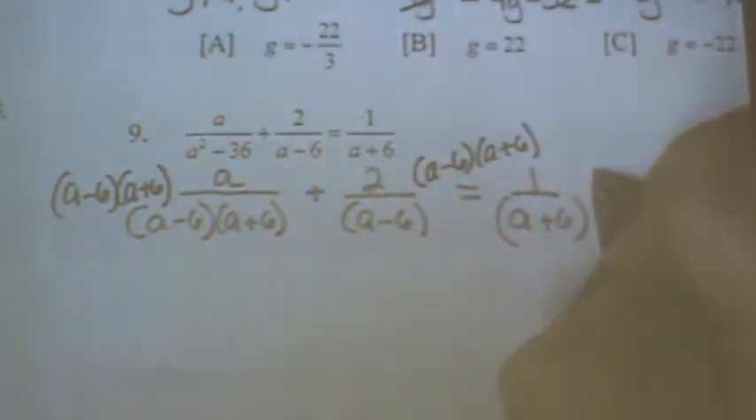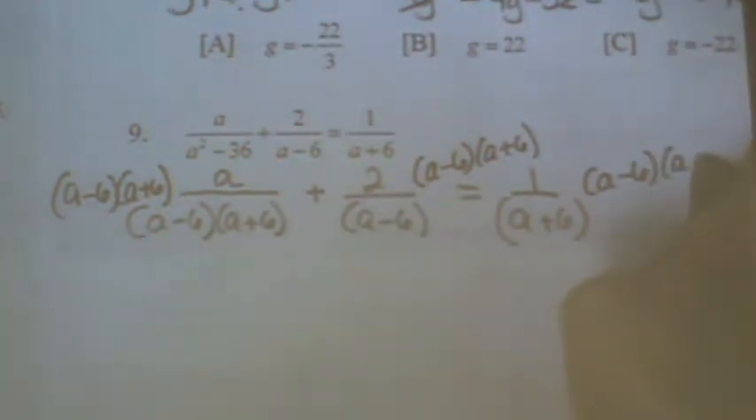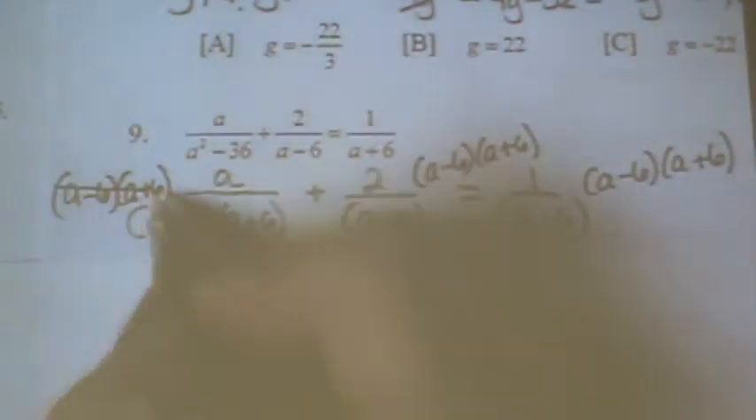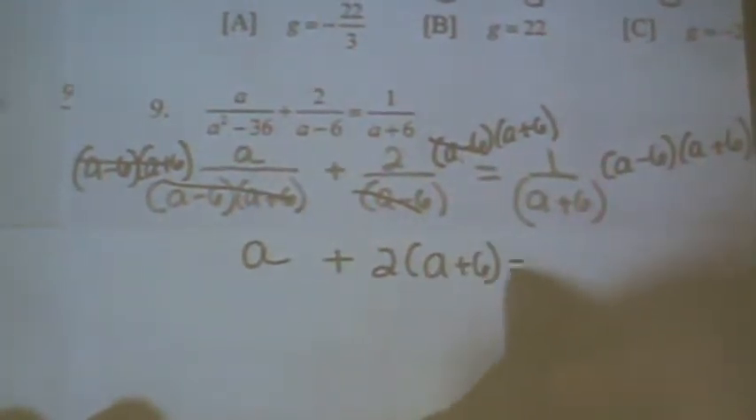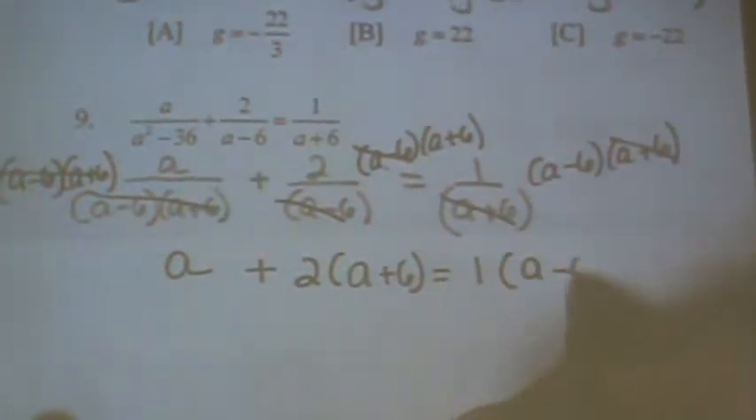So if you, on the side, put a minus 6, a plus 6 here, a minus 6, a plus 6 here, and don't forget here, these are going to cancel. You're left with just an a right here. See, these are gone, so you have just an a. Be careful, bring down the sign. The a minus 6's cancel, so you have 2 times a plus 6 equals. And then the a plus 6's cancel, so you have 1 times a minus 6.